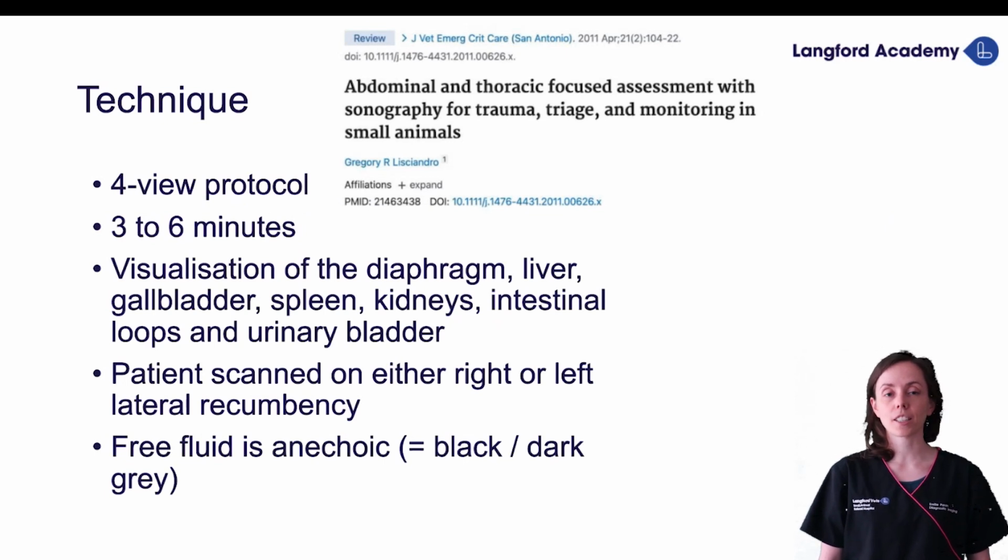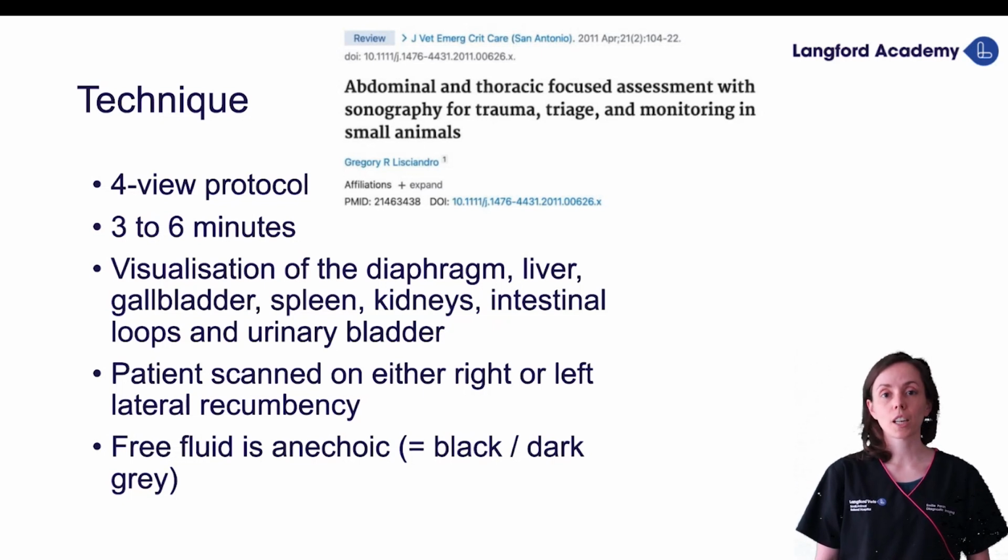AFAST is a technique that is based on 4 views. It should take no more than 3 to 6 minutes and will allow you to visualize the diaphragm, liver and gallbladder in the cranial part of the abdomen, then spleen and left kidney on the left side, intestinal loops on the right side with the right kidney, and then the urinary bladder caudally.